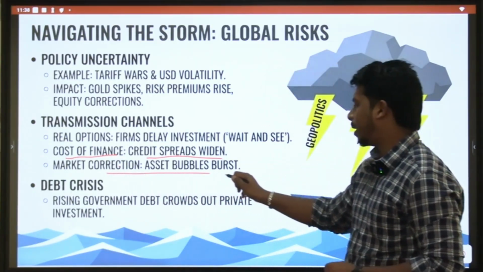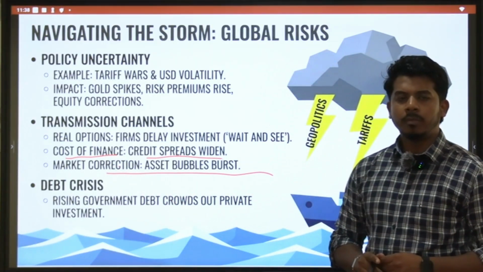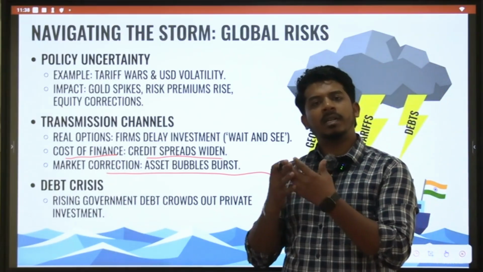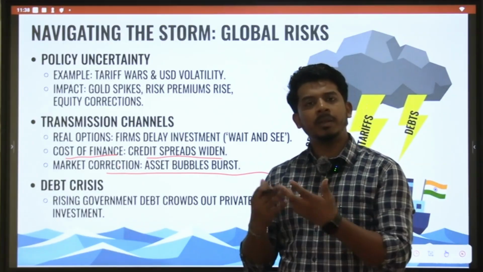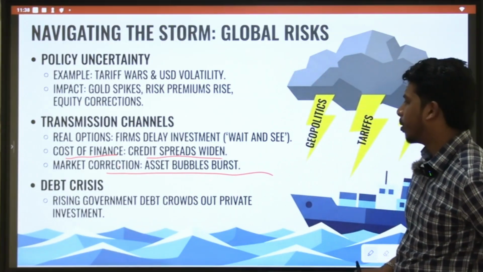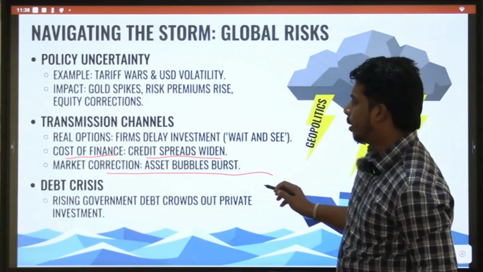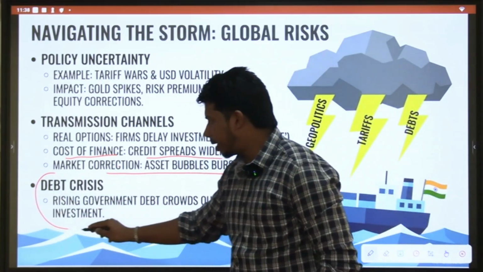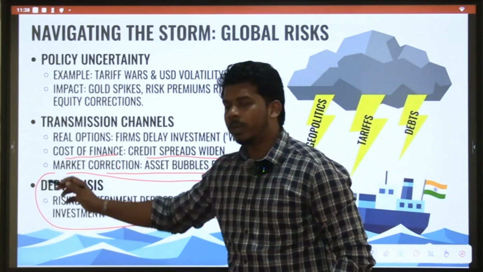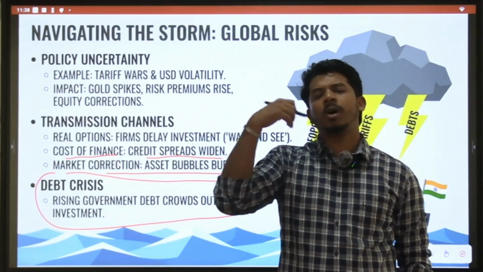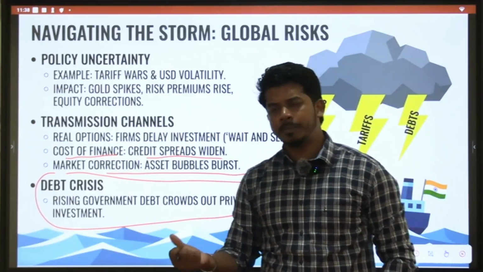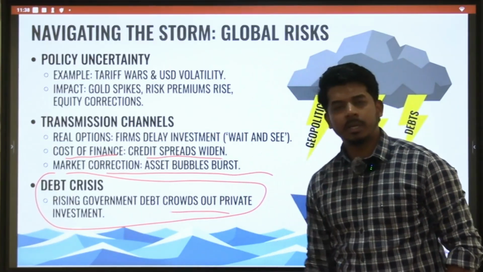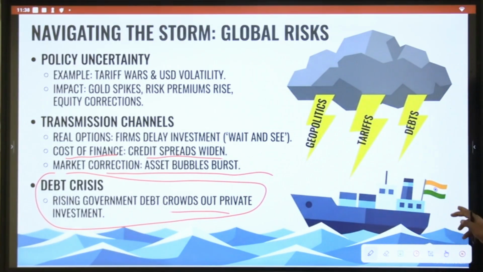And market correction, asset bubbles burst. So when people do not get returns on something they have been investing in for so long, finally it may go into crisis. Then debt crisis. Governments will be in crisis when the world is uncertain and governments borrow too much. When governments borrow too much, there will not be enough credit left for private companies, so they will crowd out private investment.